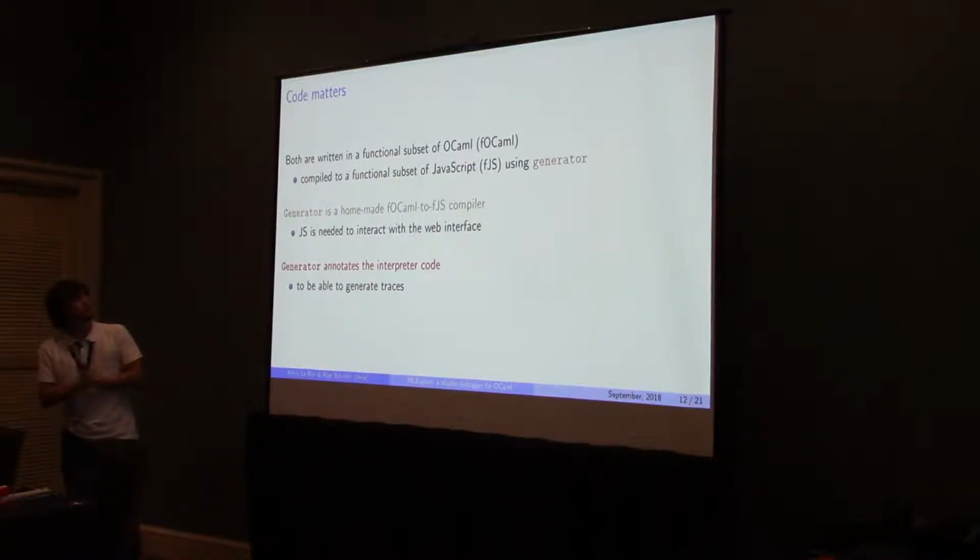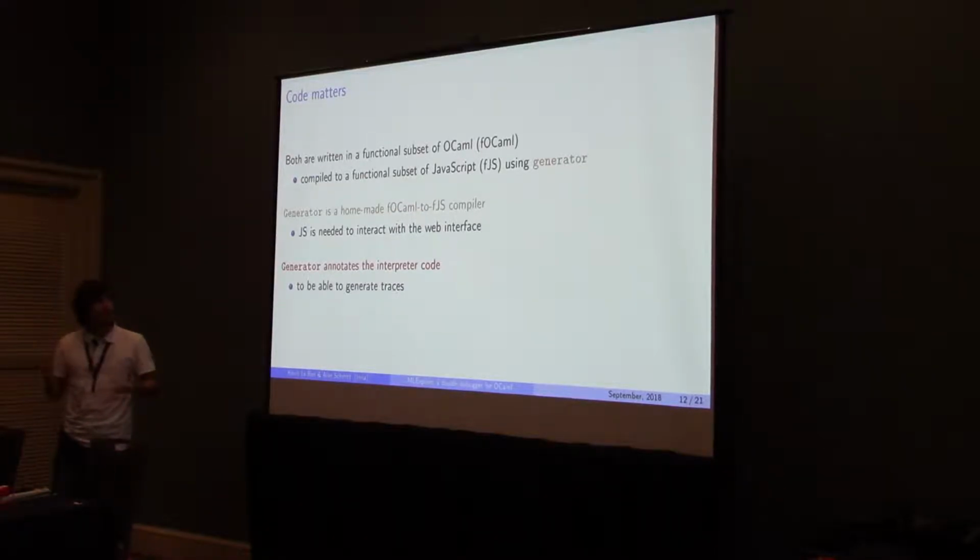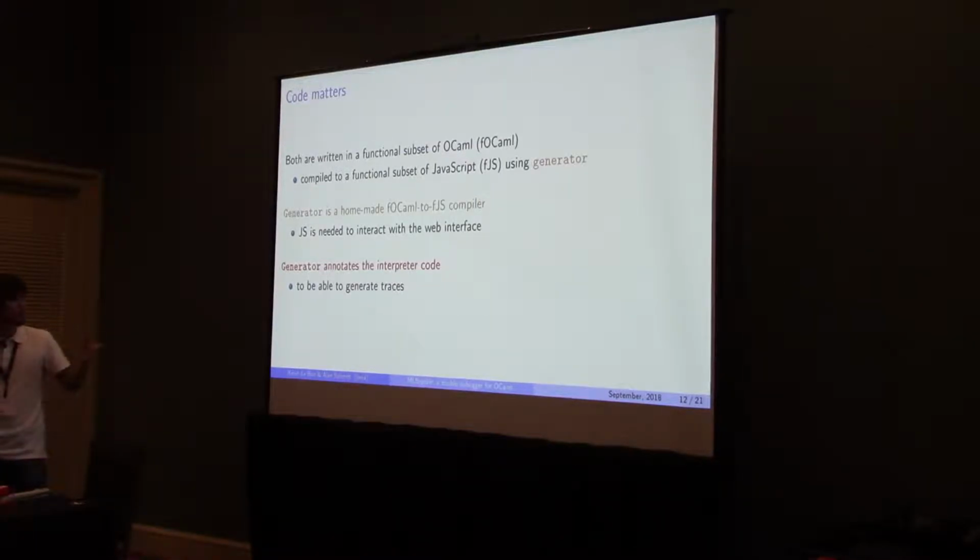Let's talk about the code. Both are written in a functional subset of OCaml, which we named FOCaml, compared to a functional subset of JavaScript. The reason is that we need to integrate it into our web application. And we are using a homemade compiler, which we named Generator. The reason is that we need to annotate the code of the interpreter during its compilation, so that it inserts different commands to log what happens during the execution. These log commands are what generate the traces.